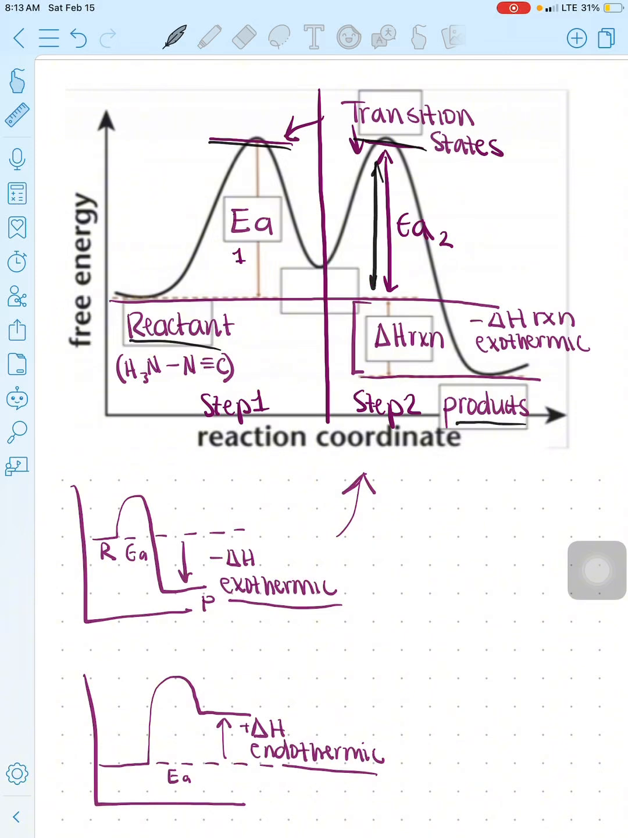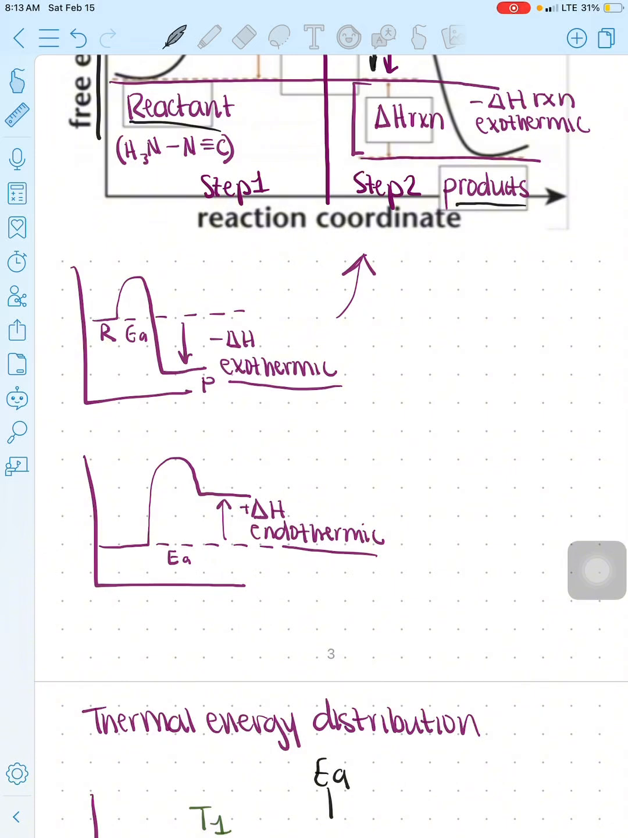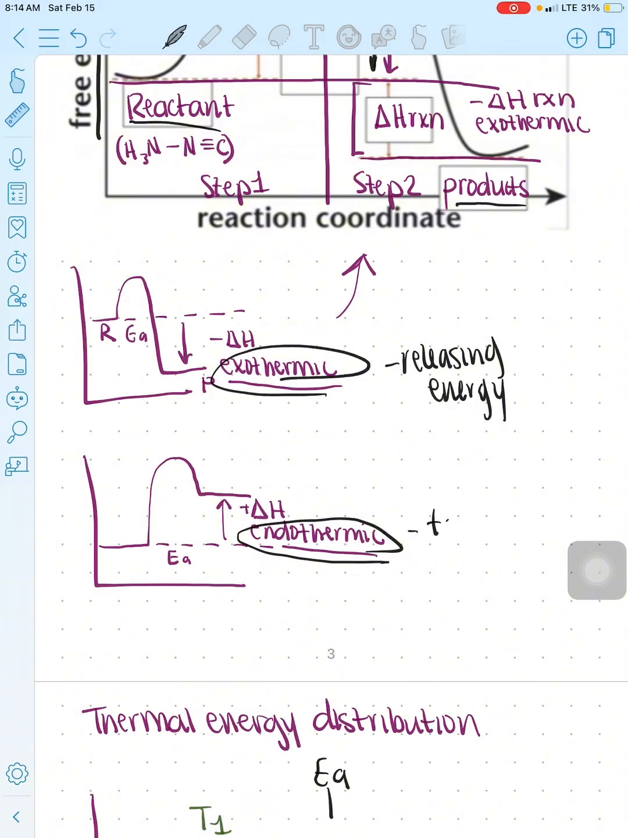And the area between the increased or decreased free energy, or just energy, using this as an example, will be the positive or negative delta H reaction, which could be either exothermic, which is releasing energy, or endothermic, which is taking in energy.